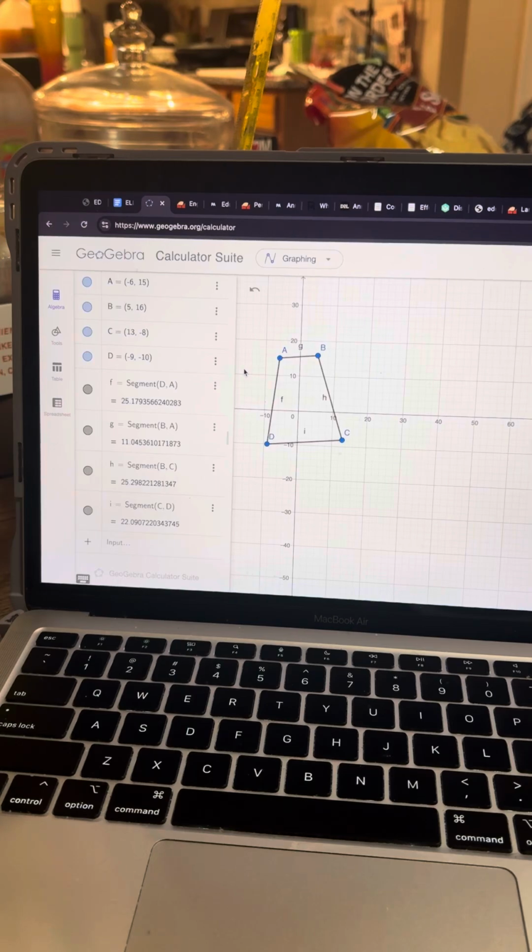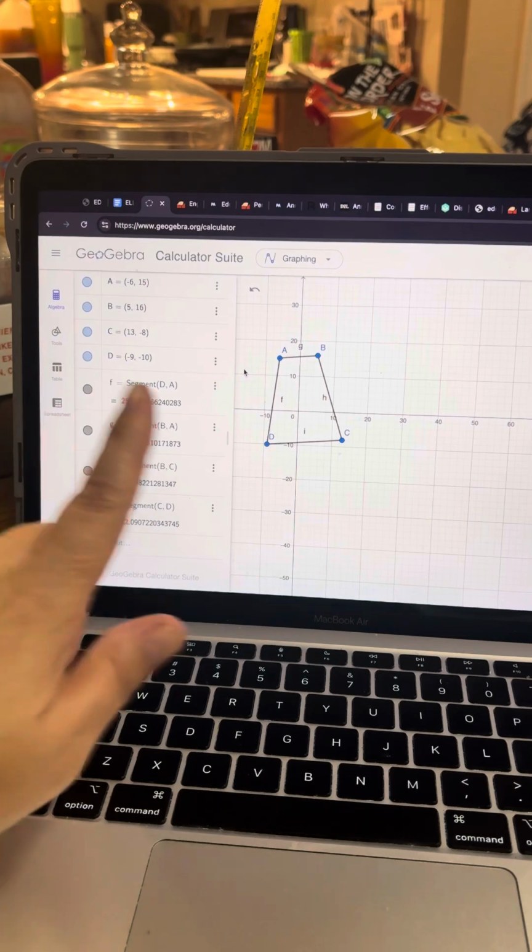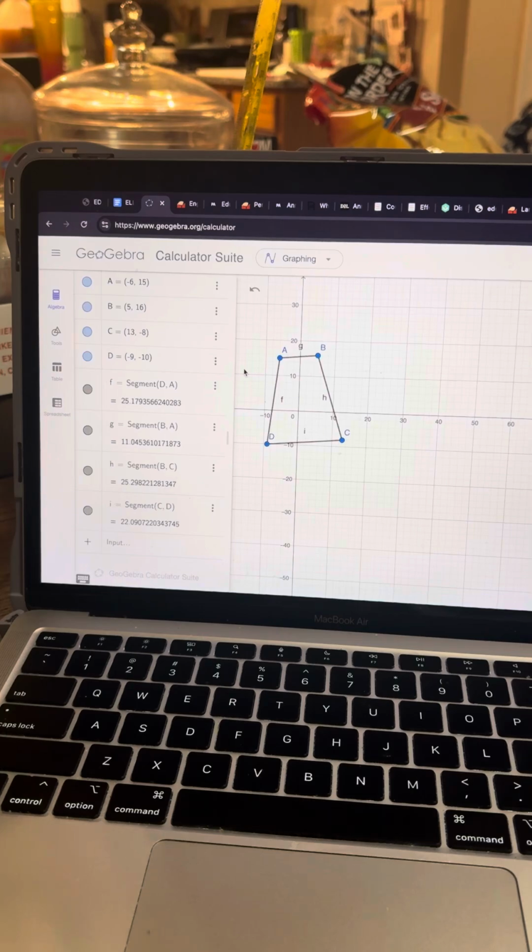I'm going to start with problem number 5 because I already had it up on my GeoGebra and I didn't want to have to find those points again. The name of this quadrilateral is a parallelogram. And it is a parallelogram because parallelograms have two sets of parallel opposite sides. And this has two sets of parallel opposite sides.